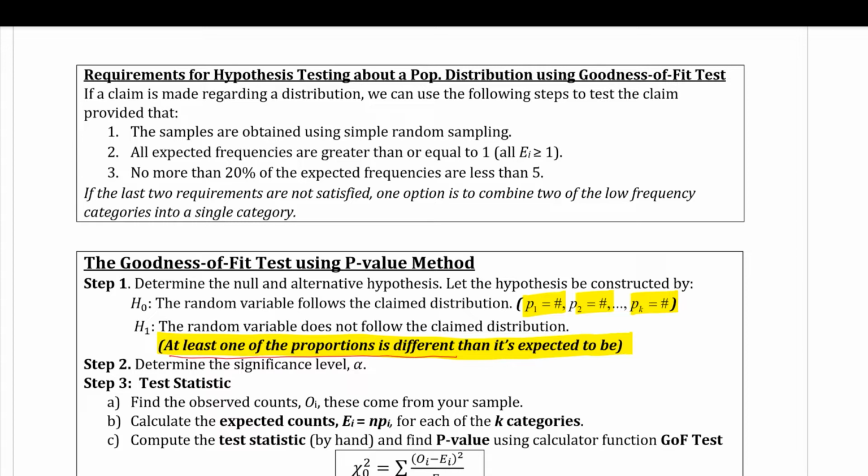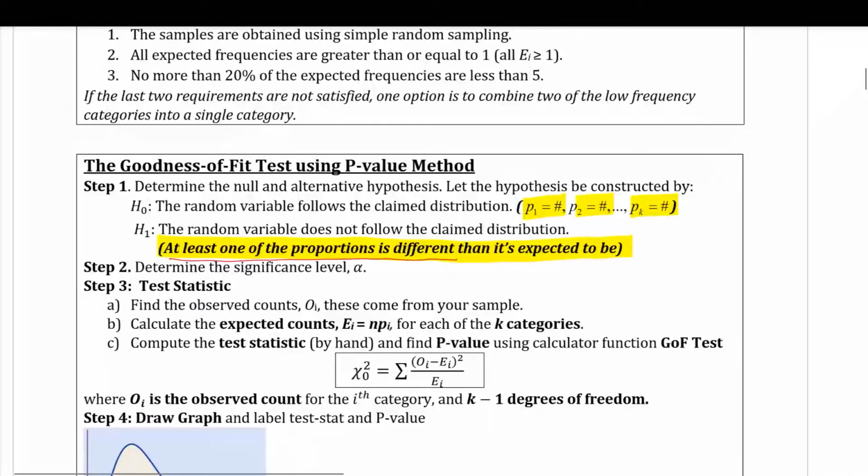Okay, step 2, same as before, the significance level. Step 3, your test statistic. This test stat is a little weird looking, but it's actually not too bad. We have observed counts, so you're going to have a list of observed values, and we're going to have to calculate the expected counts, which is done with the same calculation from the previous page, for each of the k categories. Then we're going to compute the test statistic by hand. You can do it like this. You might need a calculator for this, and I'll show you how to do this.